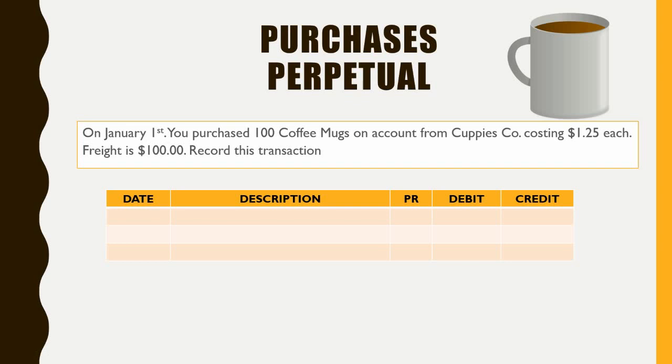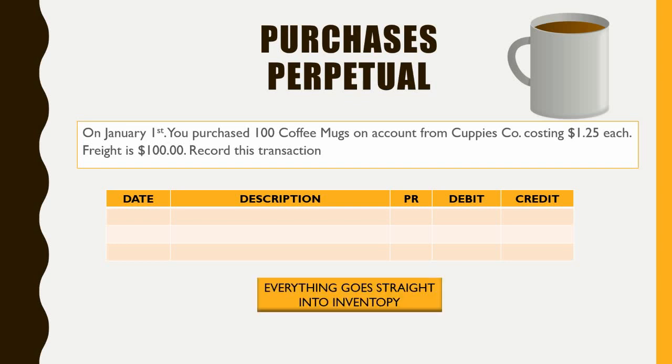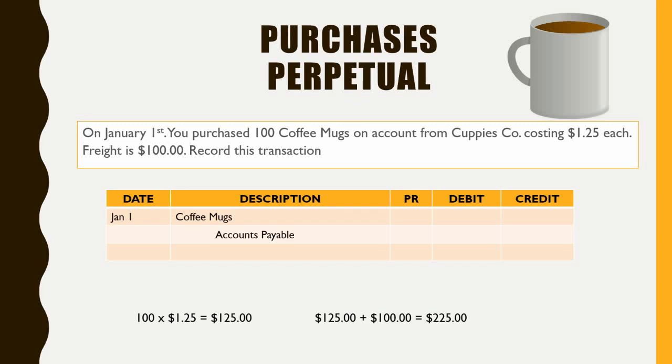So it's going to be the same. It's going to be the date, and then the coffee mugs as a description, and then $225 in the debit. So yes, everything goes into inventory. So coffee mugs is our inventory, right? And because we had one thing, which was to make sure that you place it on account, it's accounts payable. And by you calculating the 125 plus the 100, that's correct. You do get 225 for your coffee mugs.